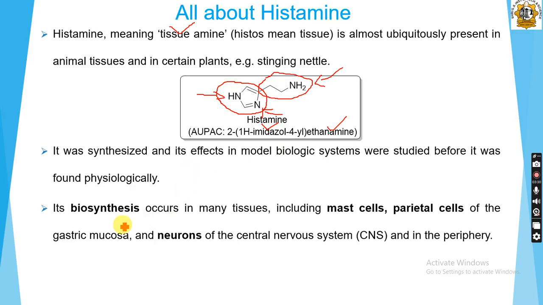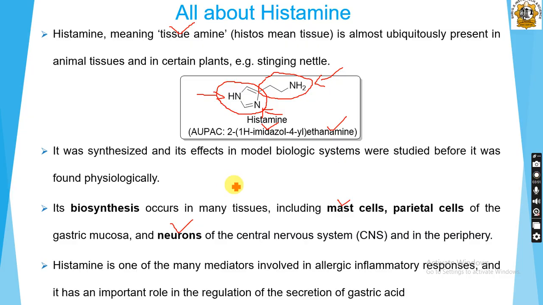It is synthesized in mast cells, parietal cells, and neurons, sometimes in the CNS also. Why is this important? Because it regulates your immune cells, basically allergic reactions. Histamine is one of the many mediators involved in allergic inflammatory responses. Very important. And also gastric acid secretion.